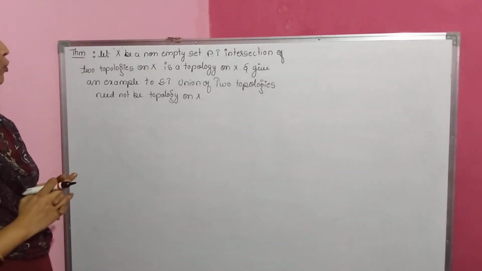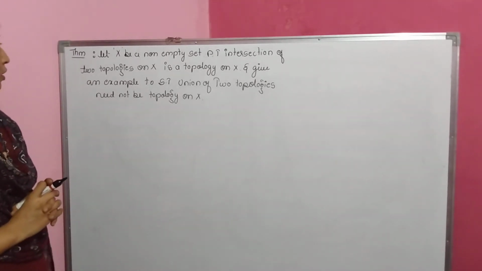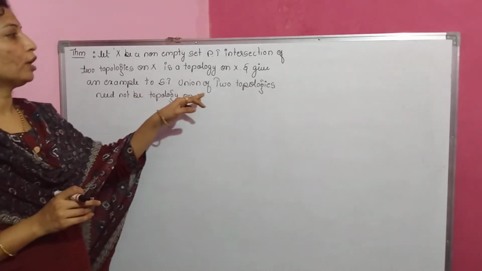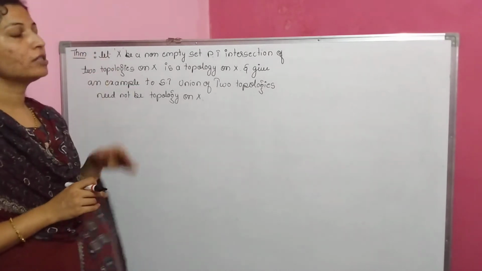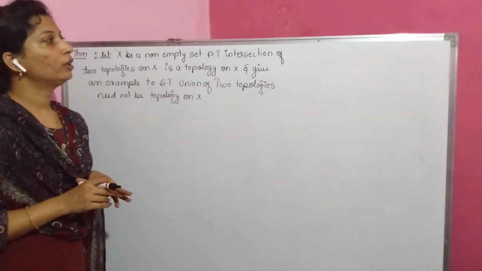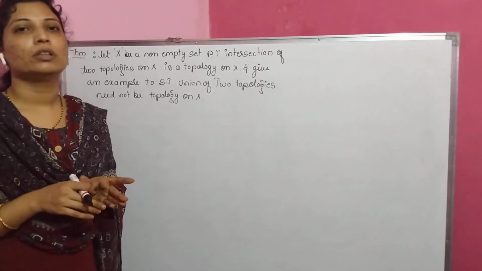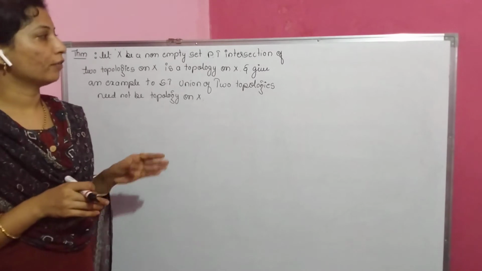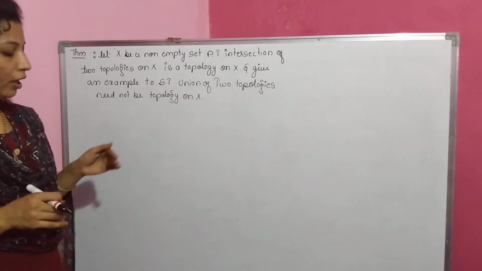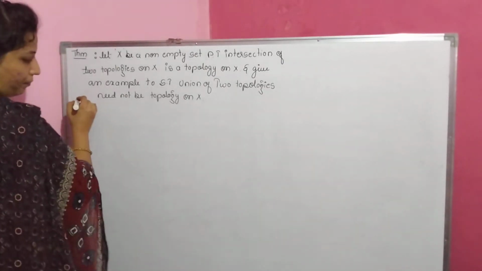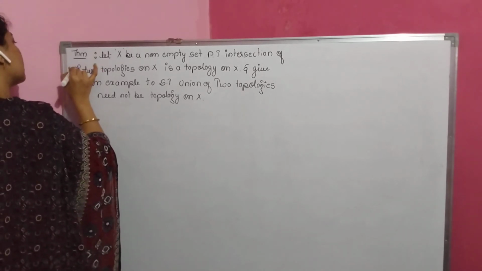Okay, the theorem is: let X be a non-empty set. Prove that the intersection of two topologies on X is a topology on X, and give one example to show that the union of two topologies need not be a topology on X. It means if we consider two different topologies, T1 and T2, the intersection of T1 and T2 is also a topology on X. Here we have to show that the intersection of T1 and T2 is also a topology on X. Therefore, we have to consider the proof. This is important for 5 marks.